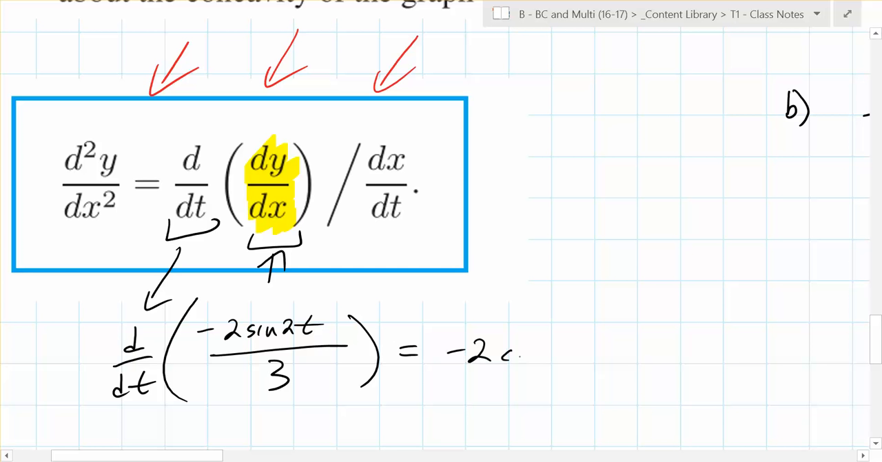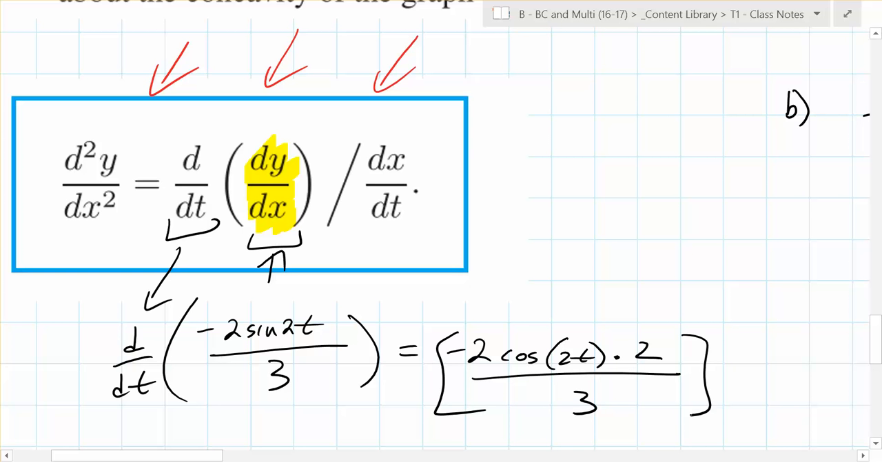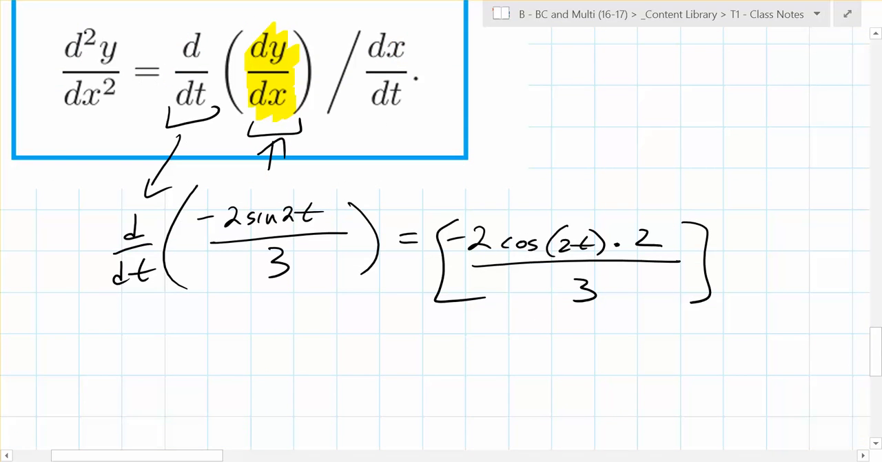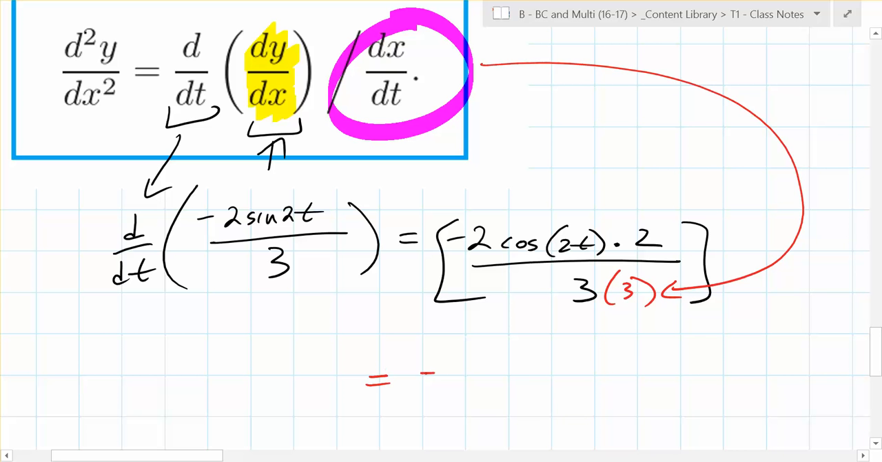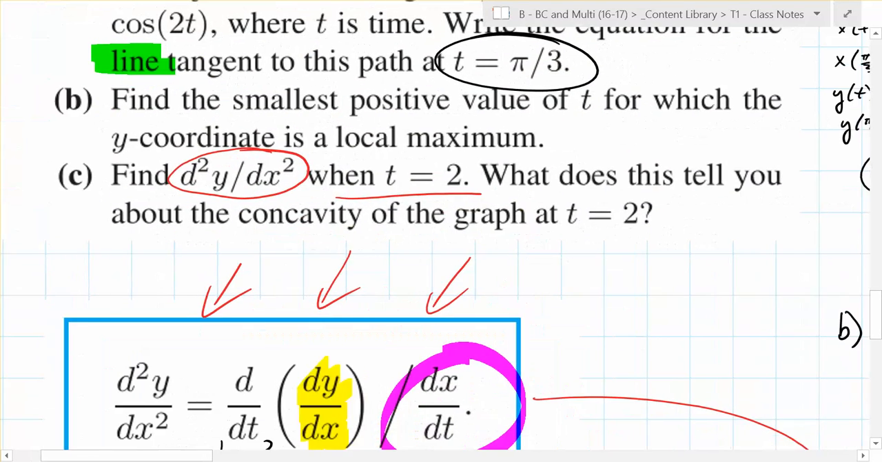What is that derivative with respect to t? Negative 2. Nope. Yeah, it will be eventually. You guys are saying the same thing. You're just doing the chain rule at different times. So it's negative 2 cosine 2t times 2 over 3, right? Do you agree that that's true? Now, what do we still have here? What's dx/dt? 3. So where's that going to go? Right there. So what do we have here? Negative 4 cosine 2t over 9. And it asks, find it when t equals 2.